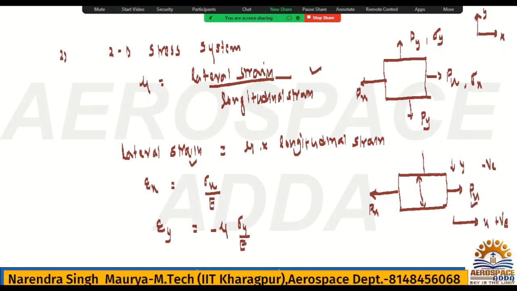And similarly, if you talk about the load py, which is in y direction, then what will happen? This is the epsilon x I'm saying. I mean, we just combine this. Okay. So once you combine, then again I will write this.